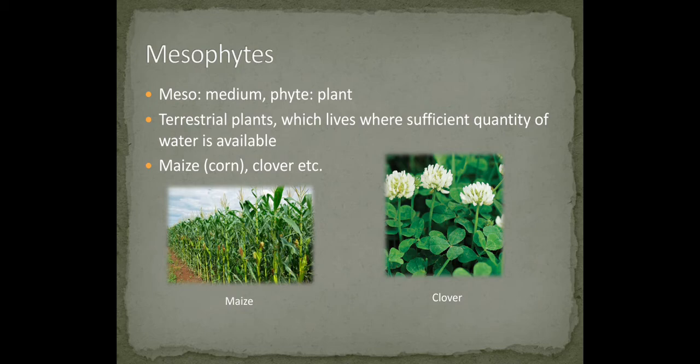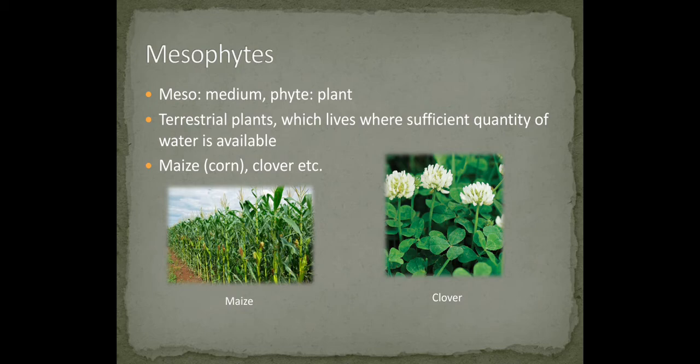So mesophyte, meso means medium, and the word medium here shows that medium, moderate water is available in their environment. These are the terrestrial plants, land plants, which live where a sufficient quantity of water is available. Enough water is available in their environment. They are not desert plants. They are terrestrial plants, land plants. They are not living in the water. They are living on land, but in their environment, enough water is available for them.